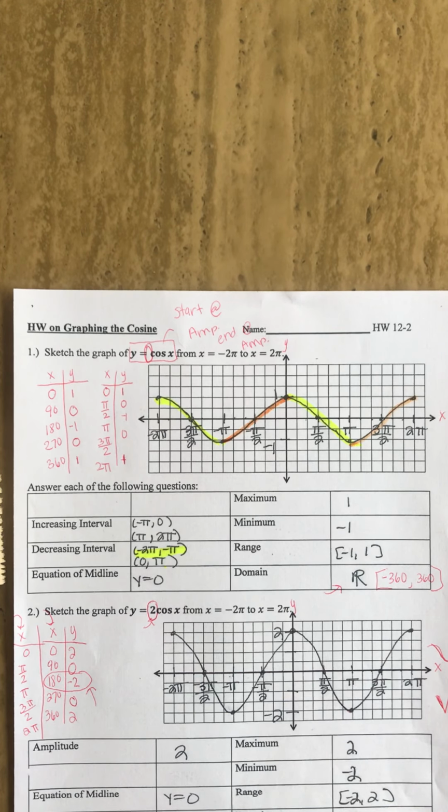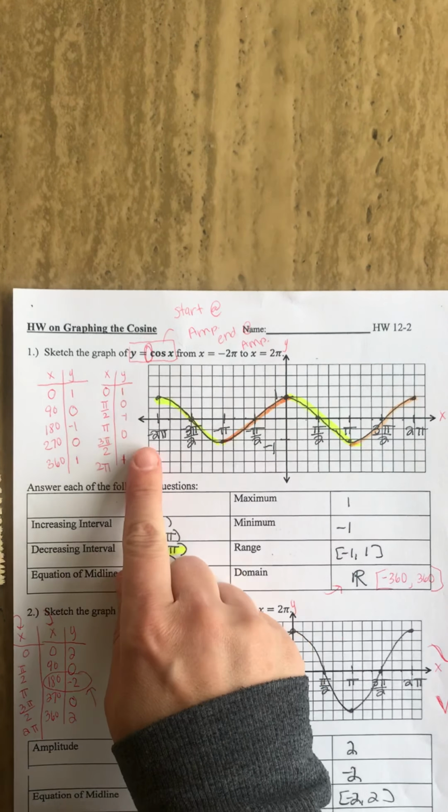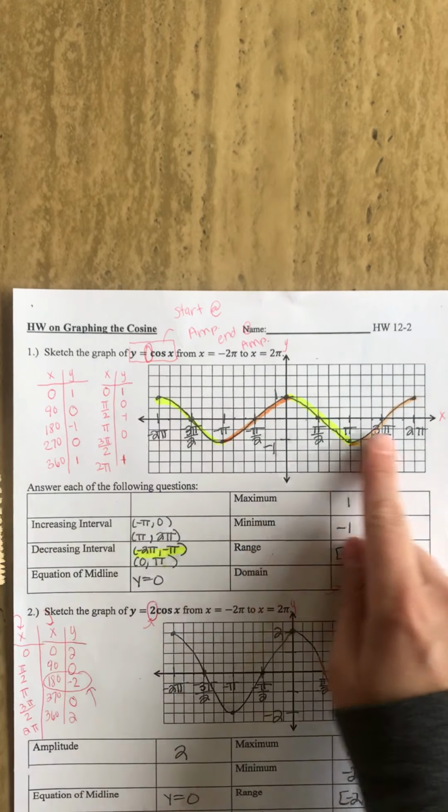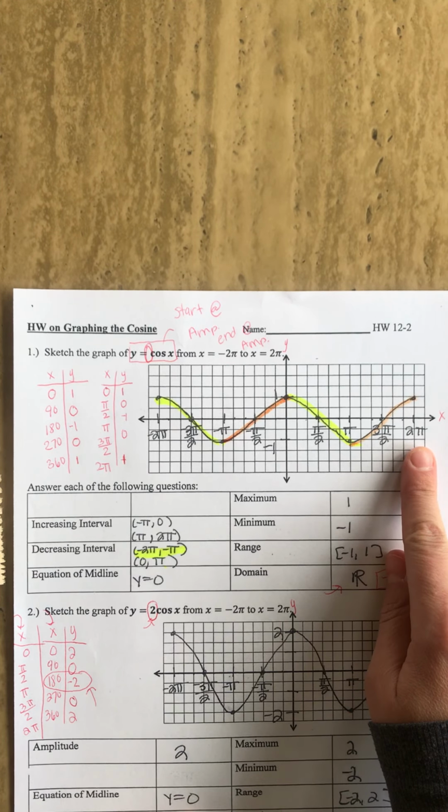Hi guys, today I'm going to be going over homework 12-2, graphing the cosine curve. The first one, you guys are going to go ahead and graph the basic cosine curve, y is equal to cosine x. And they want us to go from negative 2 pi radians to 2 pi radians, which means we're going from negative 360 to positive 360.